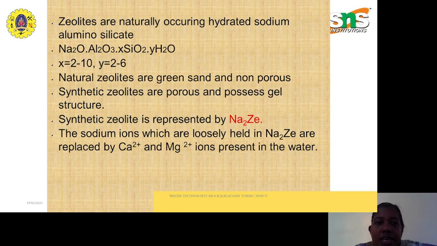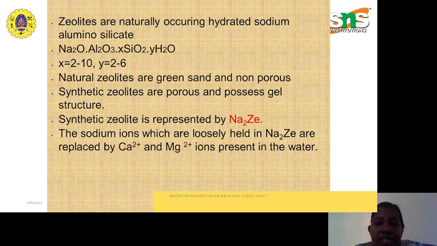Zeolites are naturally occurring hydrated sodium aluminosilicate. Its general formula is Na2O, Al2O3, xSiO2, yH2O. The x value is 2 to 10, and the y value is 2 to 6. Generally, natural zeolites are green sand and non-porous, so they cannot be used for the water purification process. So synthetic zeolites are used for this treatment. These synthetic zeolites are porous and possess a gel structure.